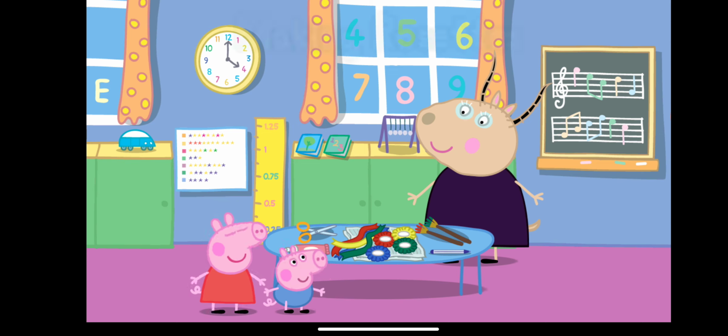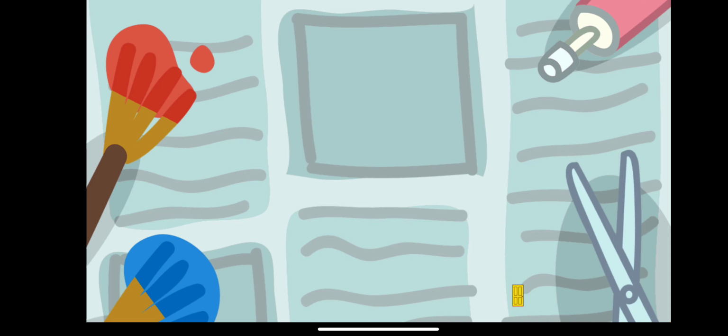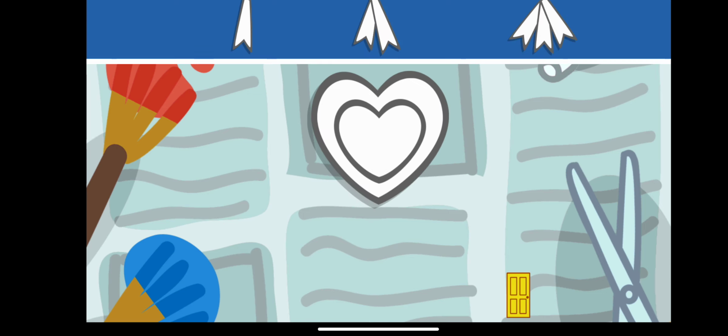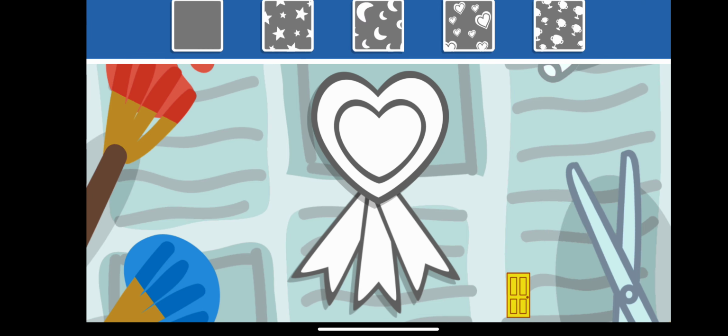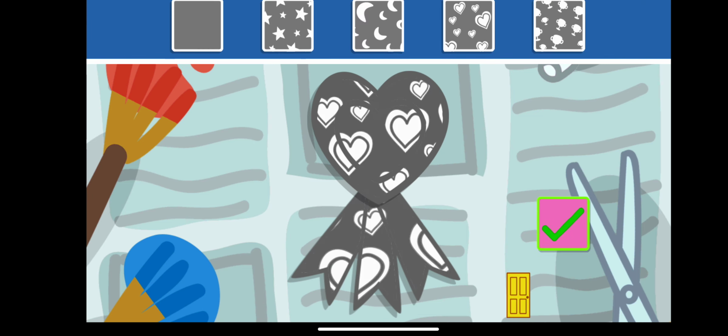Making rosettes. Choose your rosette shape. Choose the ribbons for your rosette. Touch the tick box when you have made your choice. Choose a fun pattern for your rosette. Touch the tick box when you have made your choice.